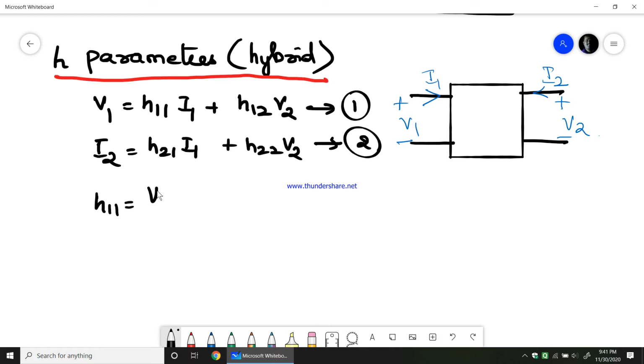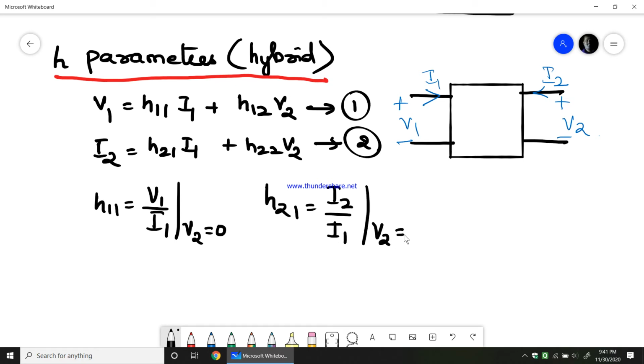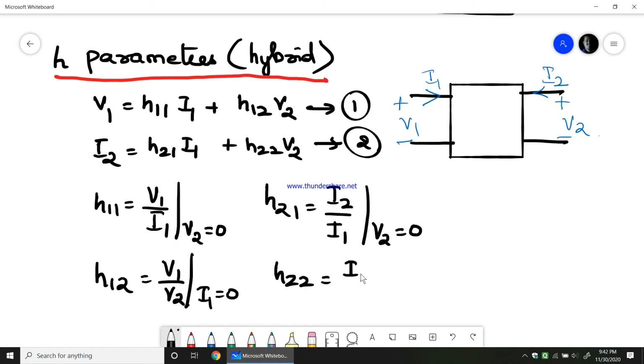H11 equals V1 by I1, which we get when V2 equals 0. Similarly, H21 is equal to I2 by I1. When do we get this? Again we get it when V2 equals 0 in equation 2. Then we get H12 equals V1 by V2. When do we get this? When I1 equals 0. Similarly, we get H22 equals I2 by V2. We get this when again I1 equals 0 in the second equation.